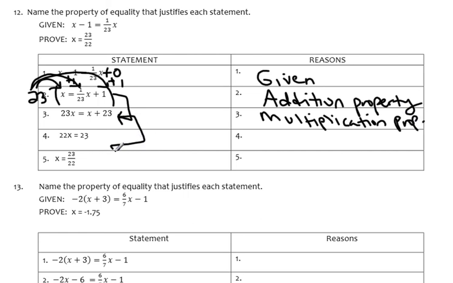Step 3 to step 4. 23x became 22x. So it became smaller by 1x. X disappeared, became a 0, so it became smaller by 1x, and 23 stayed the same. So becoming smaller by 1x means we subtracted 1x from both sides of our equation, and we got 22x equals 23.